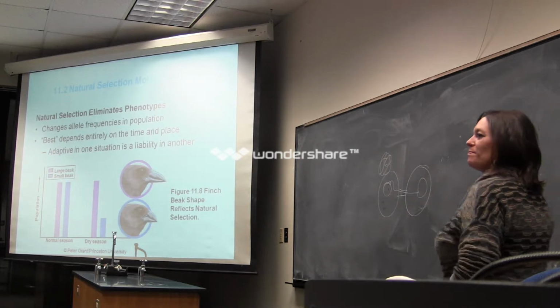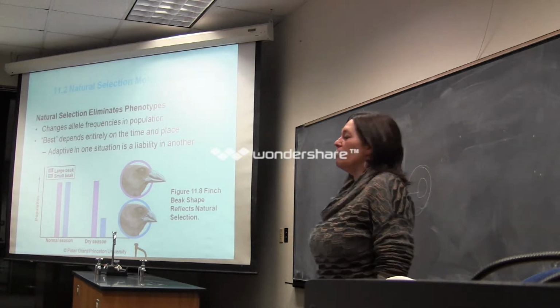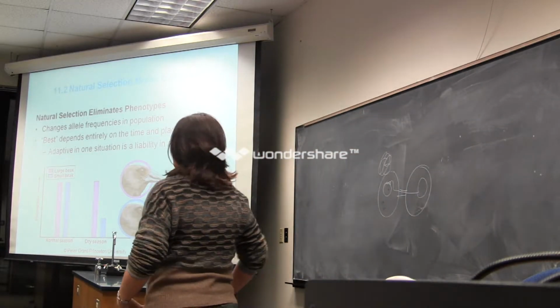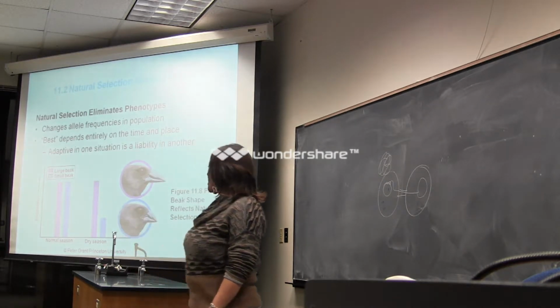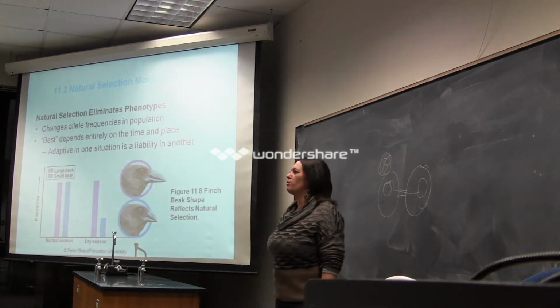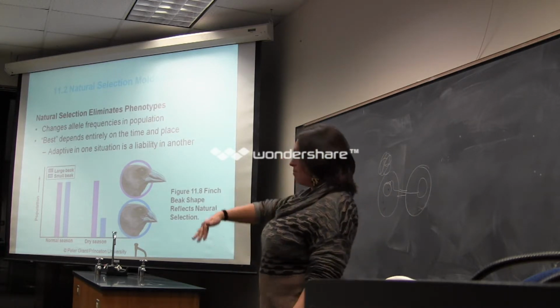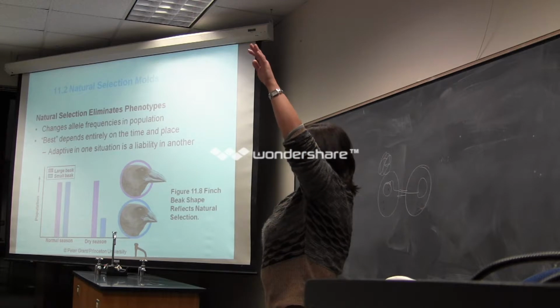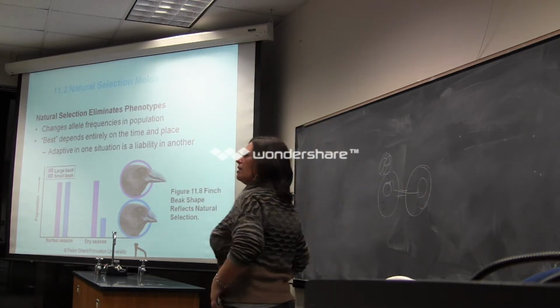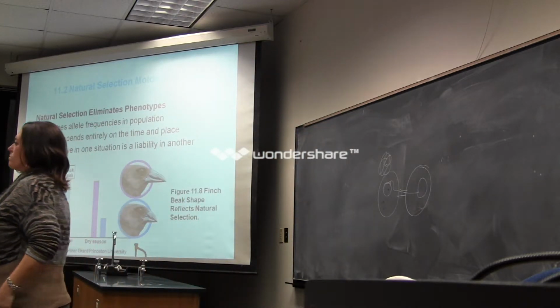So did the short-beaked ones go extinct? No, they didn't go extinct. In the next normal season, they got a big rain that lasted, you know, the wet season, and they came back out. And then in the next dry season, they went back down. From a wet area? Did they just migrate somewhere else?